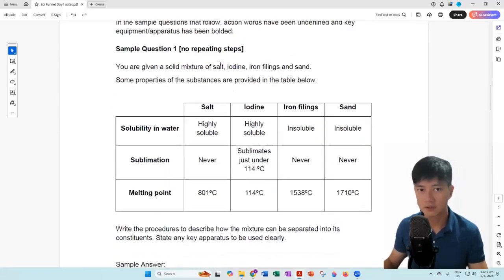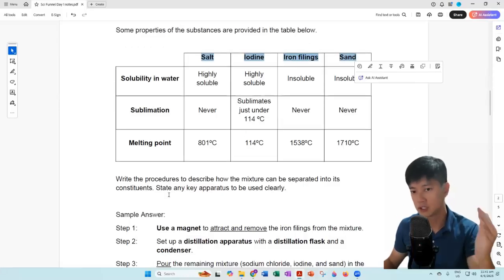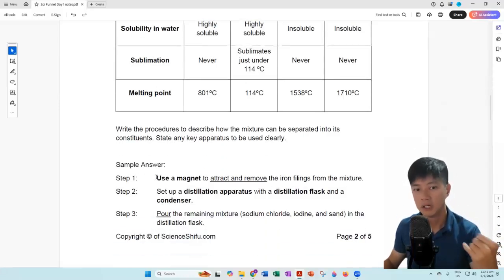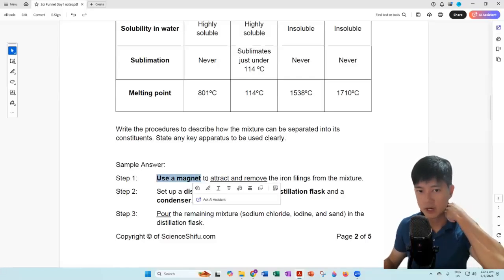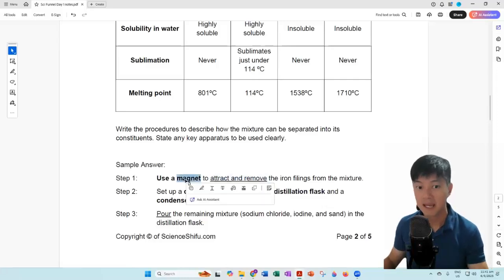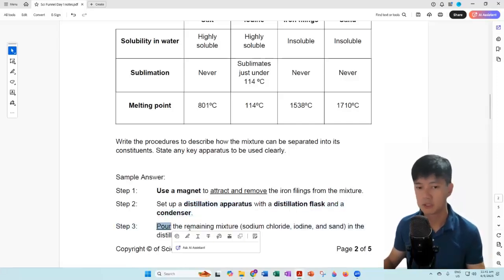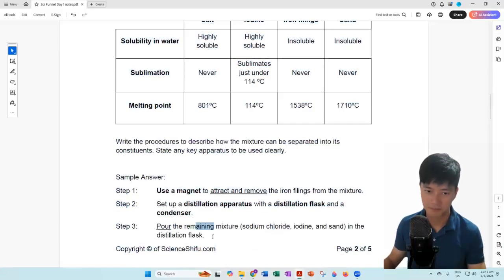So let's look at question 1. You have a mixture that has all these 4 things mixed together, right? And you need to write a procedure. So I'm just going to provide you with the steps here. I want you to see certain patterns. What do you notice? Action words, and then the apparatus: distillation apparatus, distillation flask, condenser. Pour the remaining mixture into a distillation flask.